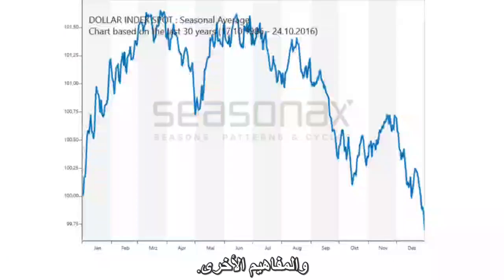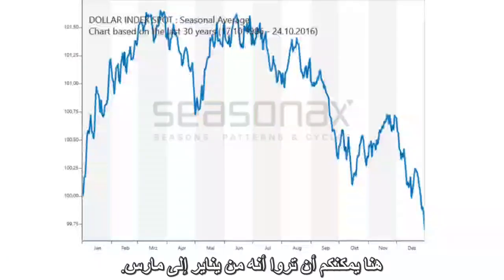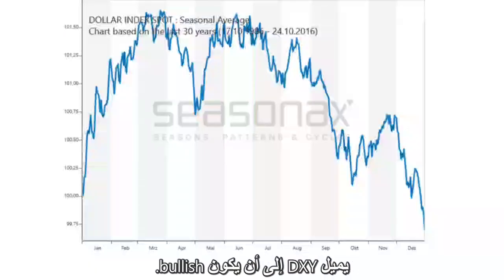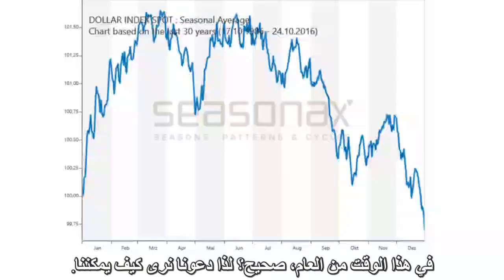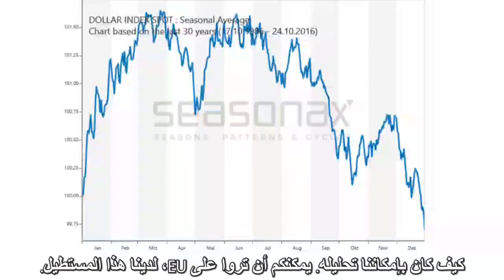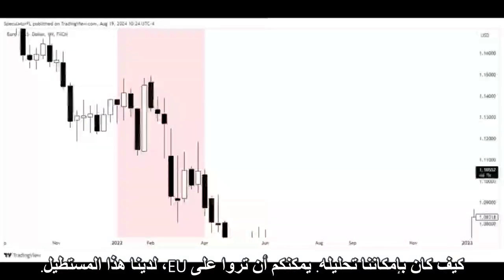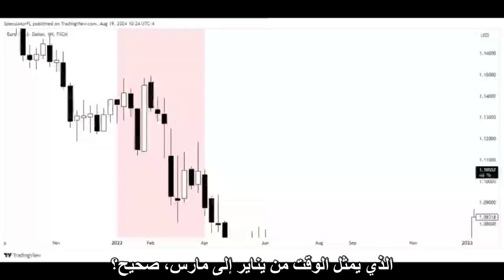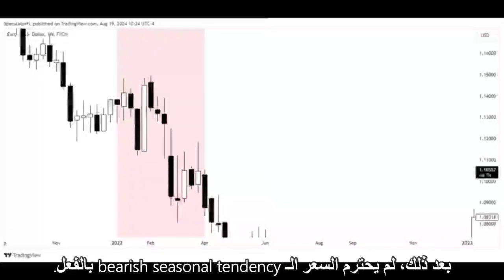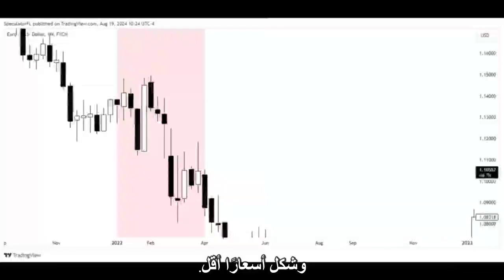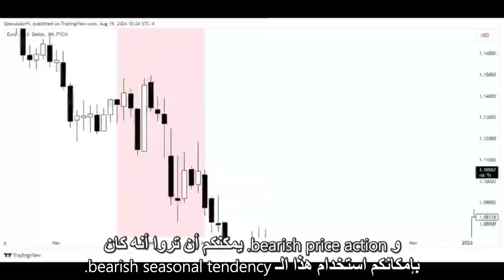And the other concepts. Right here you can see that from January to March, DXY tends to be bullish, which means that EURUSD is going to form lower prices at this time of the year, right? So let's see how we could analyze it. You can see on EU we've got this rectangle which represents the time from January to March, right? And we can see the price had a turtle soup during this particular time, and then after that price did indeed respect the bearish seasonal tendency and formed lower prices and bearish price action.